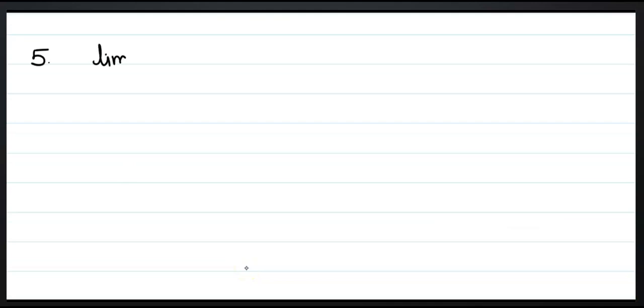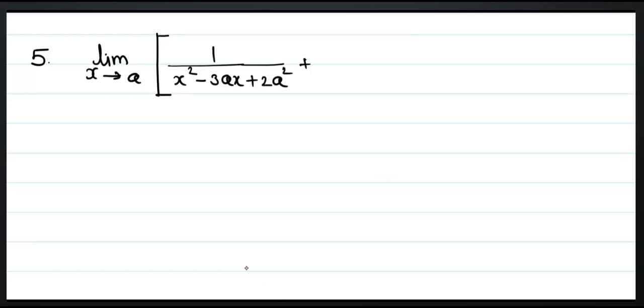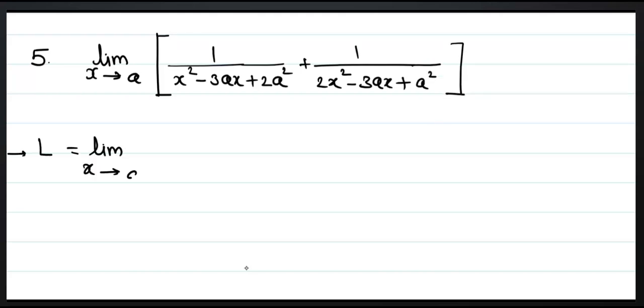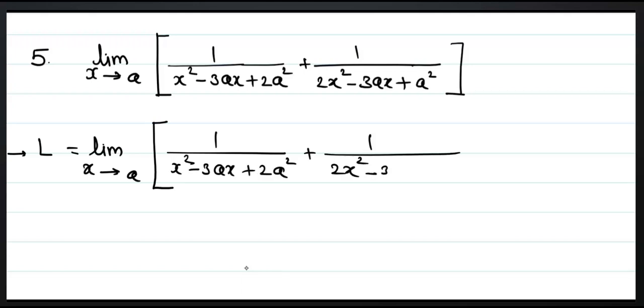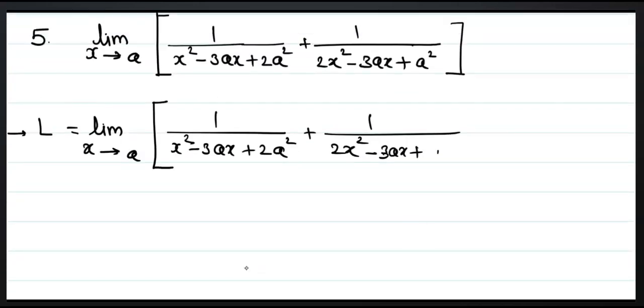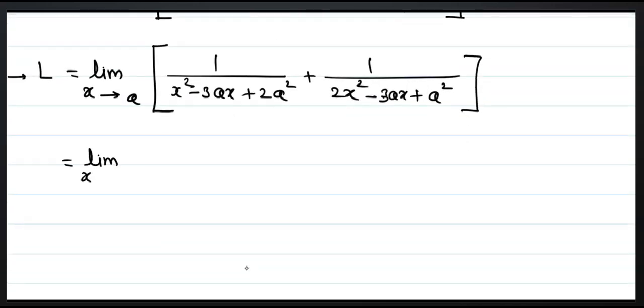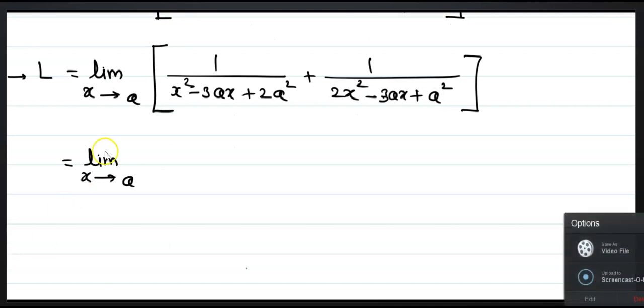We'll see the next example. That is the last example. Limit x tends to a, 1 upon 3ax plus 2a square, 2x square minus 3ax plus a square. Limit x tends to a. Now factorize this. x square minus 3ax plus 2a square. We are writing the problem again. The cancellation factor is x minus a.